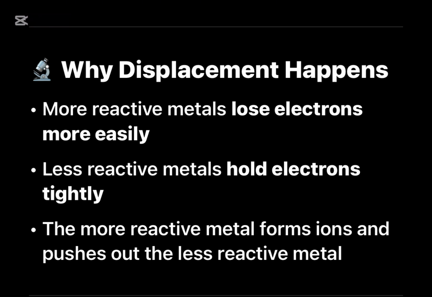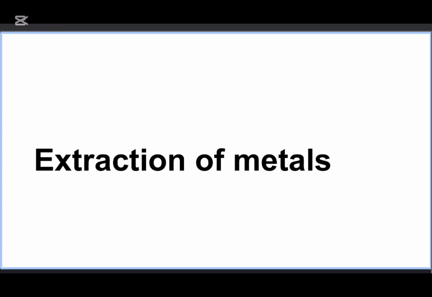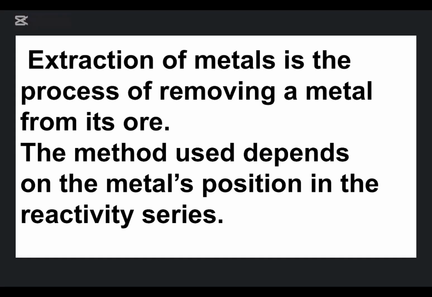Next in line is extraction of metal. Now, what is extraction of metal? Extraction of metal is the process of removing a metal from its ore. The method used depends on the metal's position in the reactivity series. You can see that all of this always boils down to the reactivity series, which means if you understand the reactivity series, you will know these things easily.